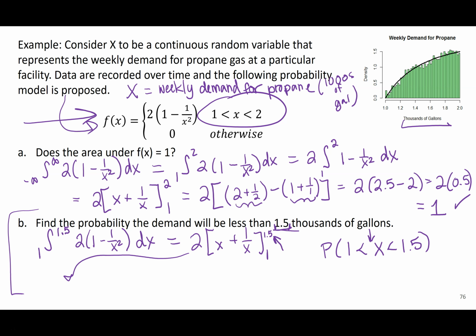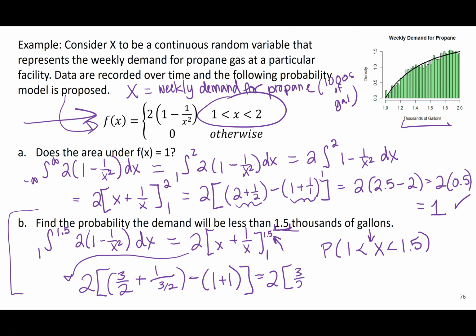So resuming here, this will be 2 times 1.5. Tell you what, I'm going to switch to 3/2. It's easier for me to see. 3/2 plus 1 over 3/2 minus 1 plus 1. So I'm going to get 2 times 3/2 minus 2/3, just using fraction rules here, minus 2.